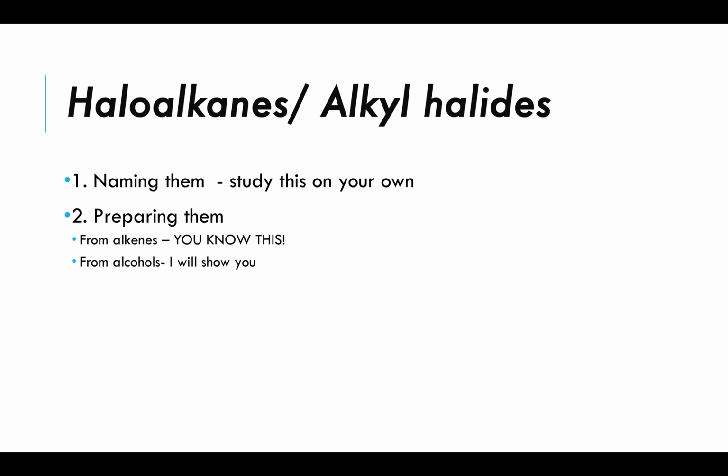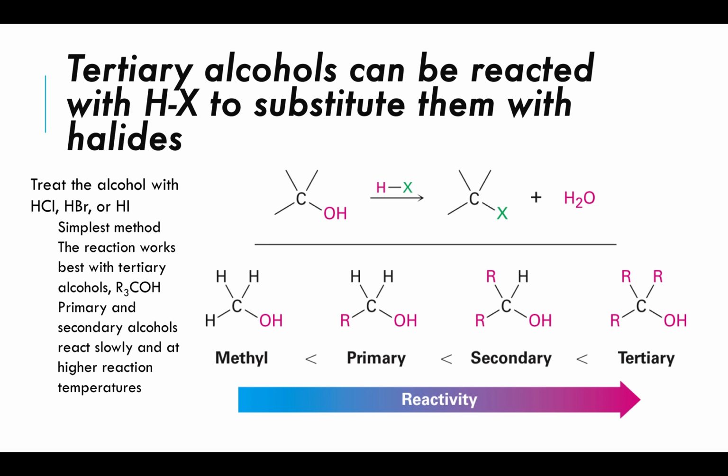Now, you can actually prepare them from alcohols as well, and I'll show you that right now. If I have a tertiary alcohol, I could easily react that with HX, so HCl, HBr, or HI. And that tertiary alcohol will then turn into its alkyl halide form via a substitution reaction. In fact, it's an Sn1 reaction. And we'll learn more about that later.